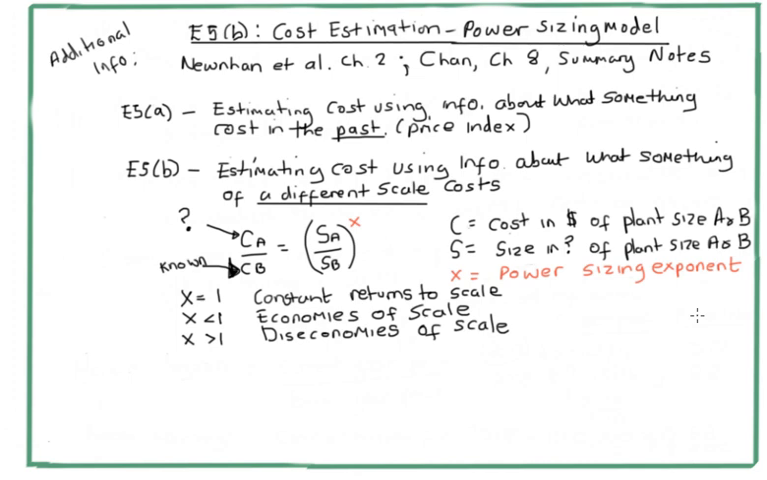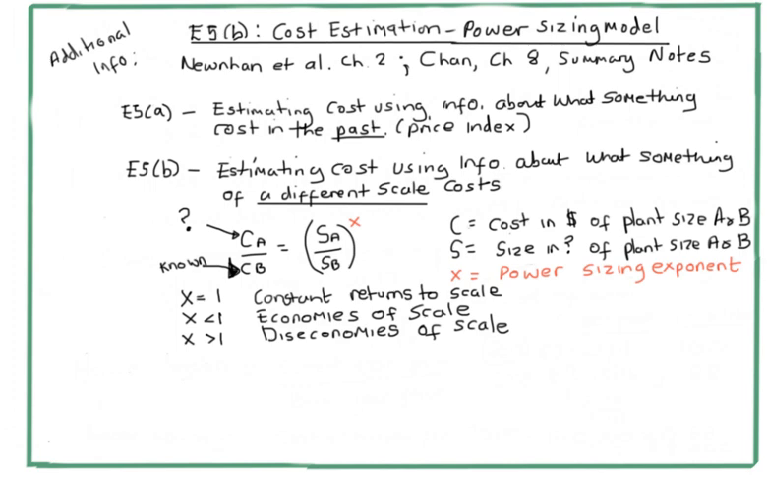X is something called the power sizing exponent, and it's going to differ depending on exactly what type of process we're talking about. It's possible that X is 1. This is called constant returns to scale. All that says is, for example, if you doubled the size of the plant, the cost would exactly double. Very common in many manufacturing processes, X would be anticipated to be less than 1. This is called economies of scale. That says if you doubled the size of something like a factory, you would anticipate that costs would be less than double.